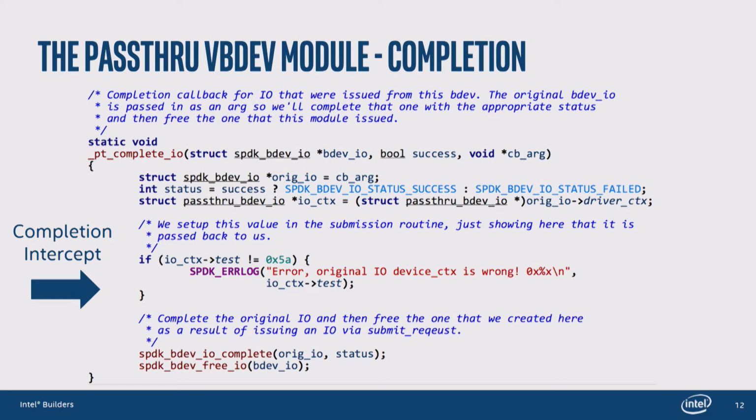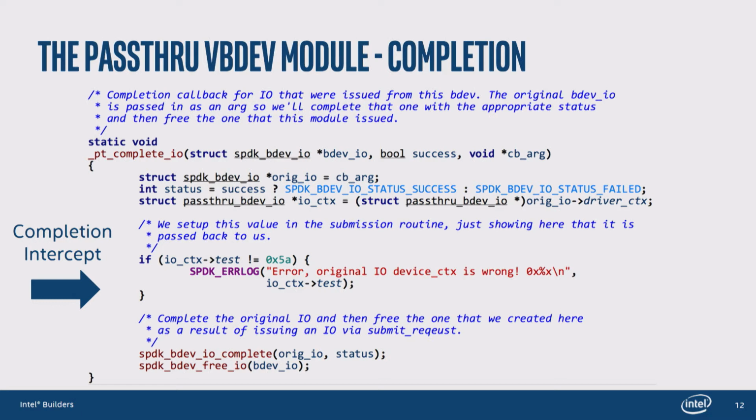So I submit that IO, it goes back in the top end of the block device abstraction layer. It gets processed by the BDEV that I targeted it at. It's going to get completed, and then the block device abstraction layer is going to go, oh, this BDEV IO just completed. I need to call PT complete IO, because that's what I provided when I submitted that IO.